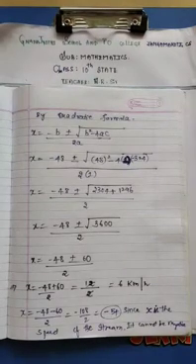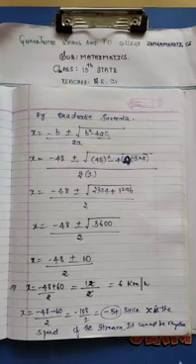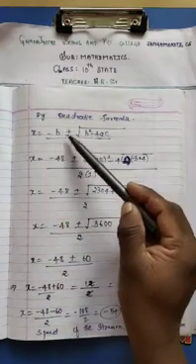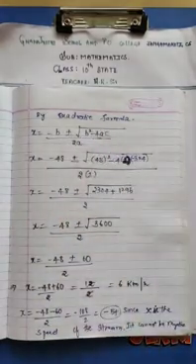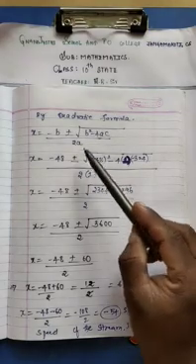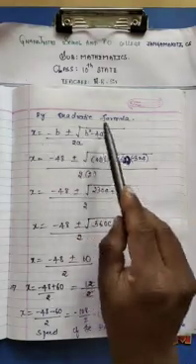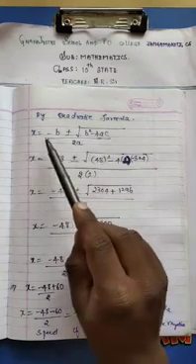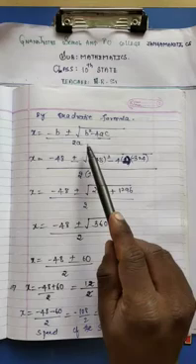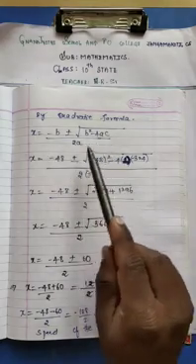Now we know that by the quadratic formula, x is equal to minus b plus or minus square root of b square minus 4ac, divided by 2a. So this is known as the quadratic formula. x is equal to minus b plus or minus square root of b square minus 4ac divided by 2a.